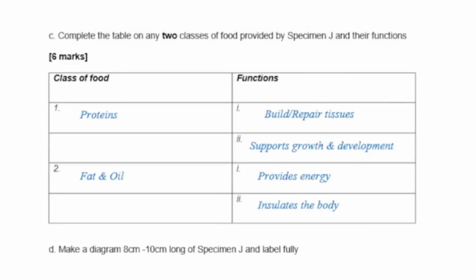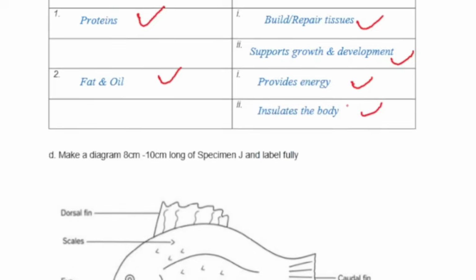Okay, so let's look at the answer flash as we move on. The answer flash for that group is that here you have proteins. Okay, so proteins help to do what? They build and repair the tissue and they support the growth and development. And fat and oil, of course, provides energy and insulates the body. So take note of that. Pause the video and write it down.